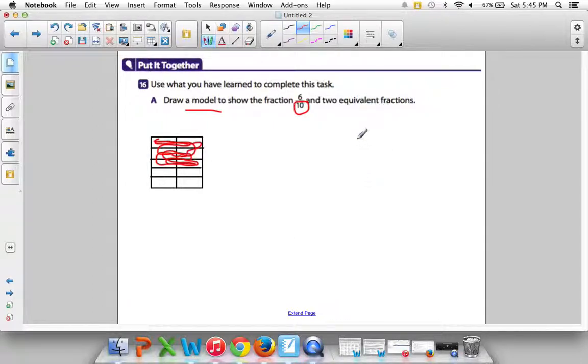Now it says to make 2 equivalent fractions. It doesn't say the equivalent fractions should be a model, it just says equivalent fractions. So we have 6/10, and let's actually draw 6/10 twice. You know why? Because they want 2 equivalent fractions. And we're going to use 6/10 to make our first equivalent fraction and then our second equivalent fraction. 2 equivalent fractions. Here we go.